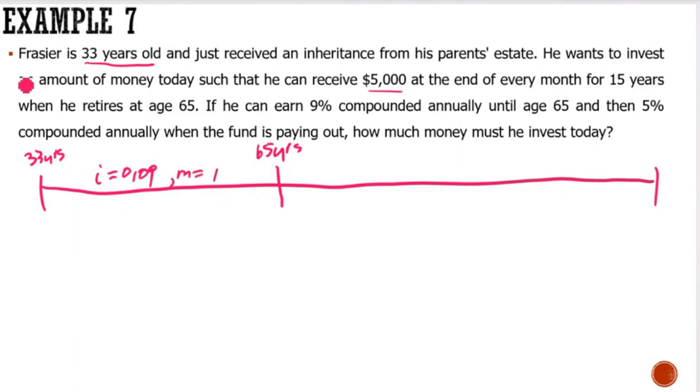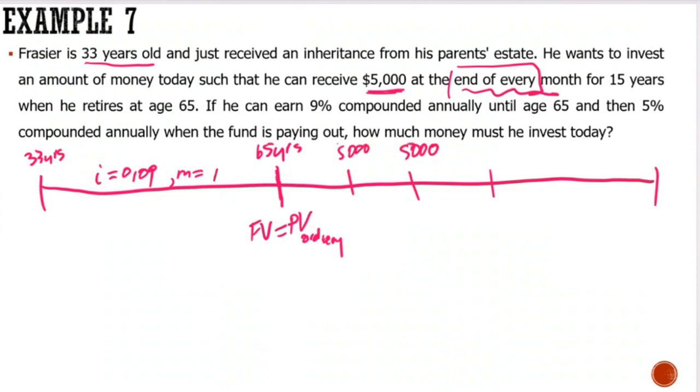And then 5% continues after paying out. So now for this period, this is going to have a future value, which is going to be a present value of the ordinary annuity. You are told, if you can earn this until and then after, when the fund is paying out, how much must he invest today? Okay. So he wants to invest an amount today such that he can receive 5,000 at the end of every month. That word 'end' is telling you that you are working with an ordinary annuity. Okay. So we know after 65 years, he's going to be getting the payments of 5,000. And then during this period, the interest rate of the ordinary annuity is going to be 0.05. And then this thing is compounding annually.